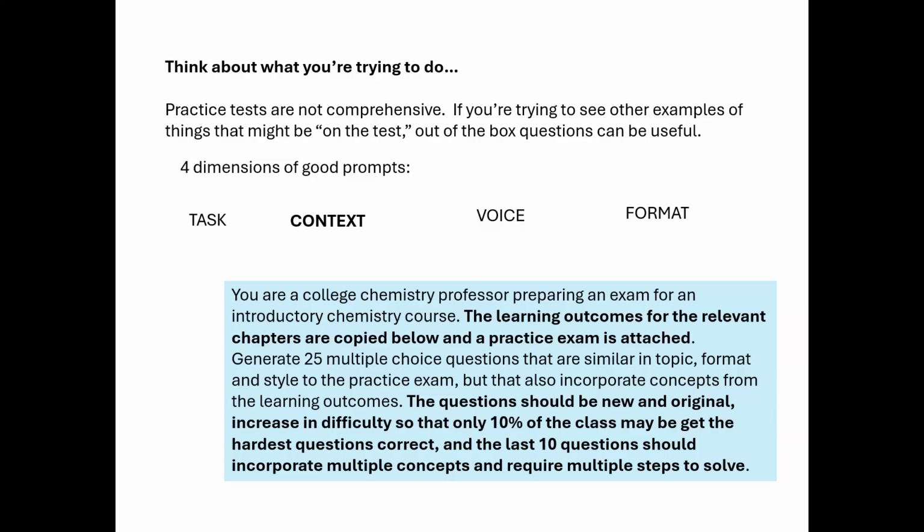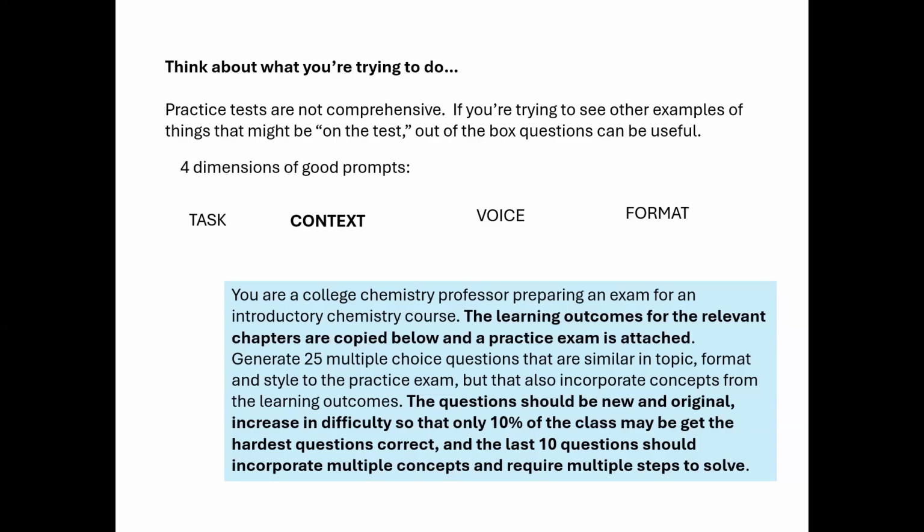And in this sense, I think giving AI a little bit more direction is helpful. So people often talk about 4 dimensions of good prompts: task, what you want it to do; context; voice; and format. And the most important one here is context, I think.